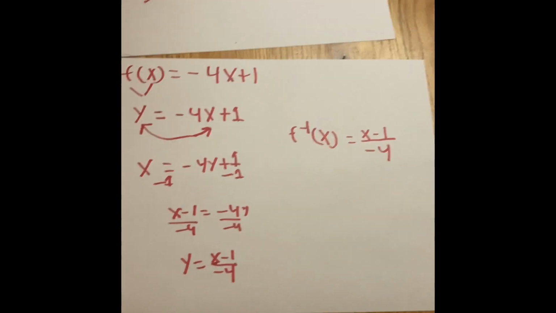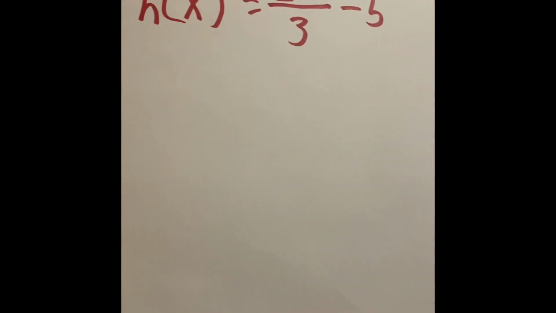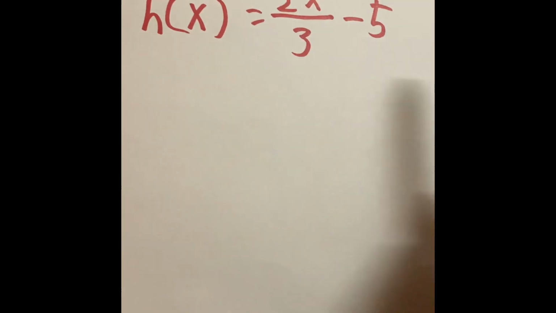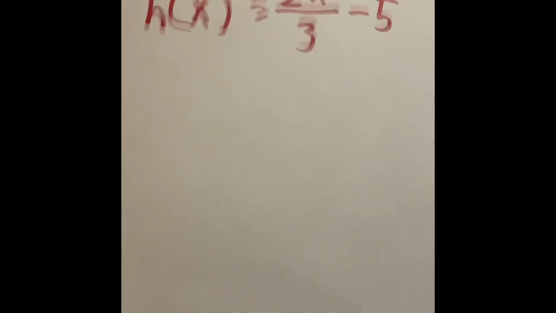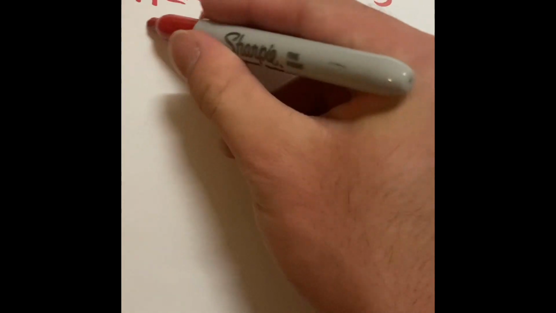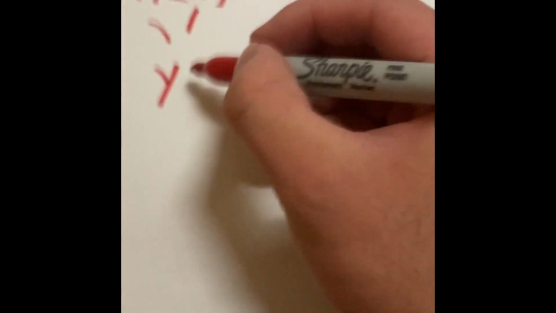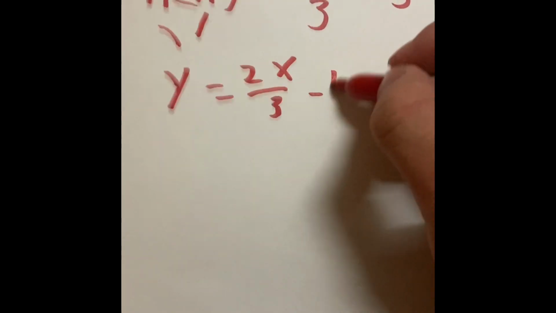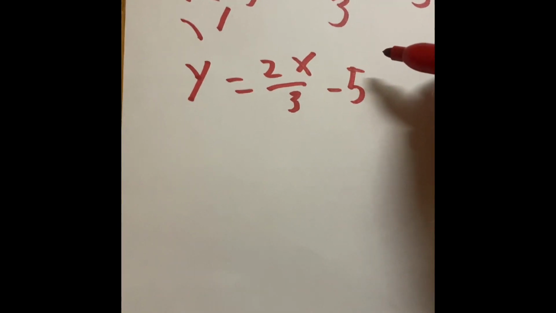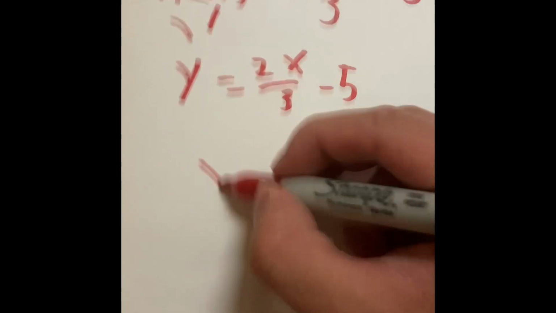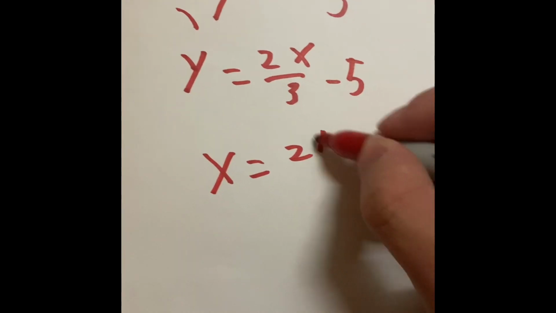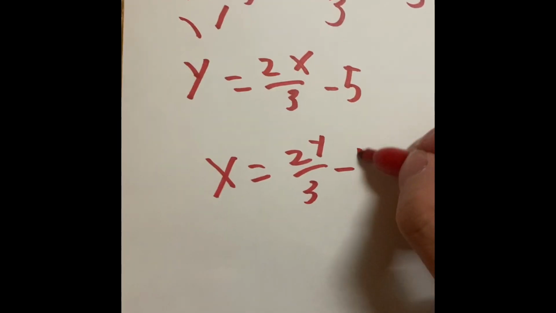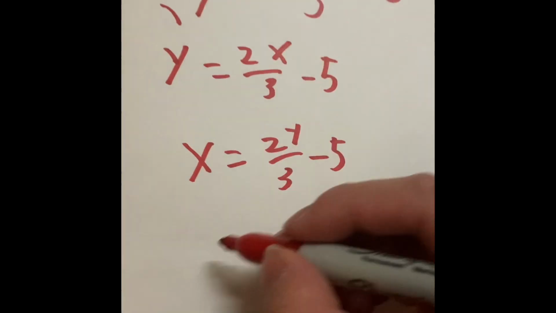Let's try one more example. For this one, we have h of x equals 2x divided by 3 minus 5. At first, we change this into a y. Then y equals 2x divided by 3 minus 5. Then we have to swap the y and the x. So x equals 2y divided by 3 minus 5. Then solve algebraically.